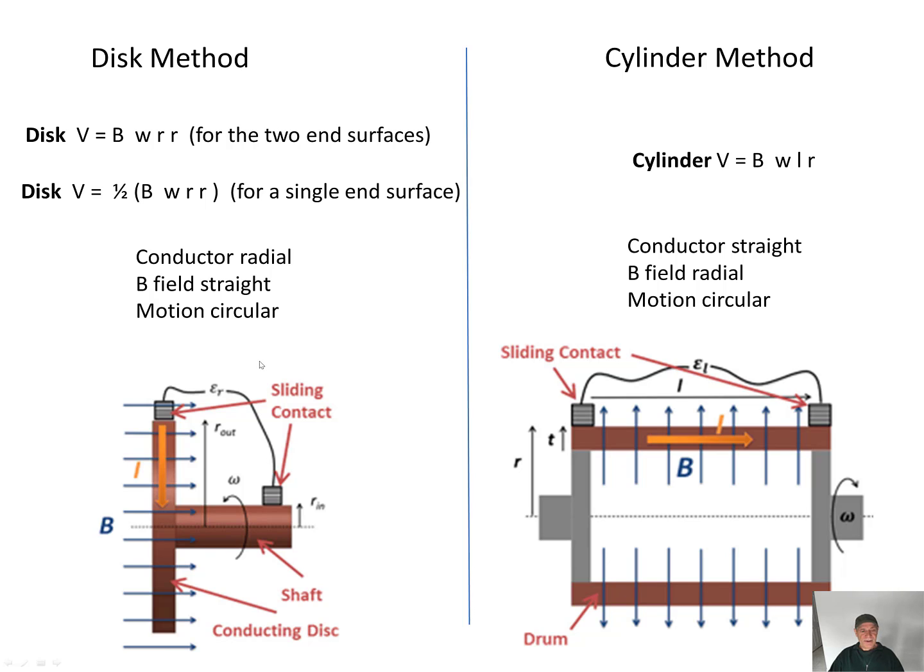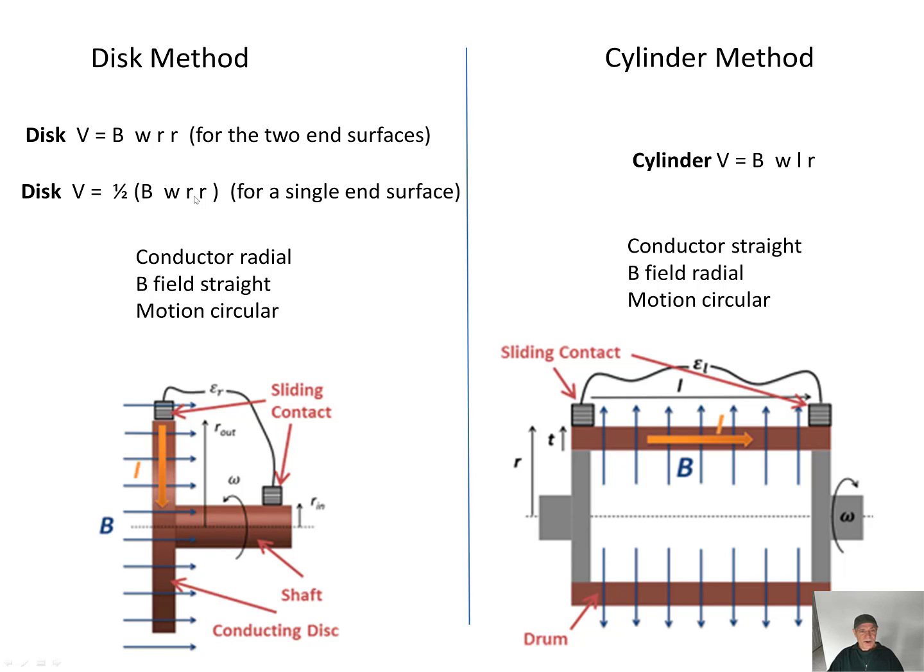The first method is called the disc method, which is a disc rotating in the B field. So the conductor is radial, in other words, the B field is straight, and the motion is circular. And the voltage induced is V equals BWRR for 2N surface, or V equals 1/2 BWRR for single end surface.